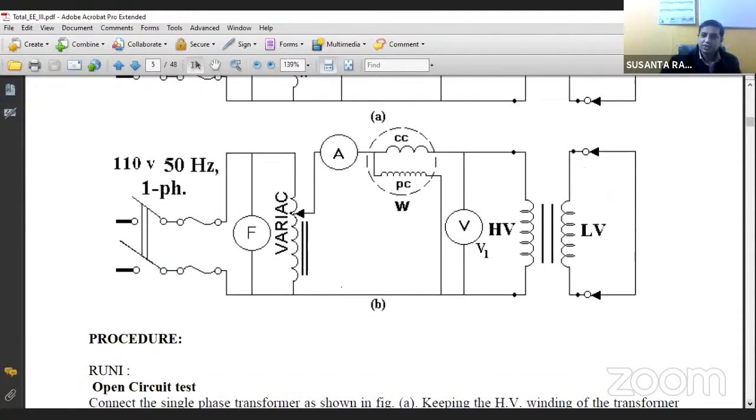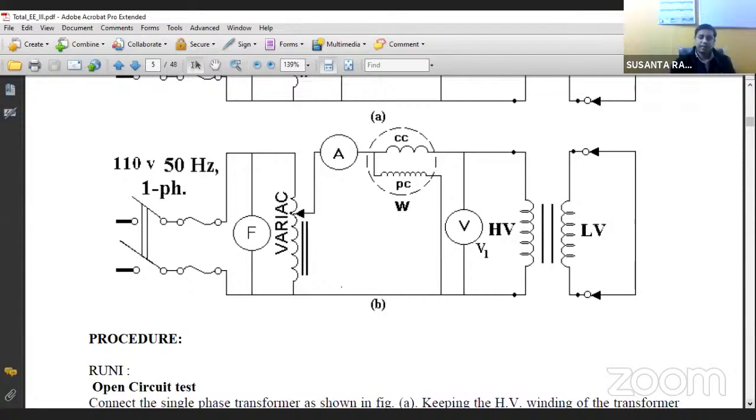As they are connected in parallel, that means across this XM, which voltage appears? V1 voltage appears. So therefore, we can just divide V1 by IM to get the XM value. Once we get the XM magnetizing reactance value in ohm, then we can divide that by 2 pi f. So 2 into 3.14 into 50 comes around 314. If we divide that value by 314, then we can get the magnetizing inductance, or capital LM.